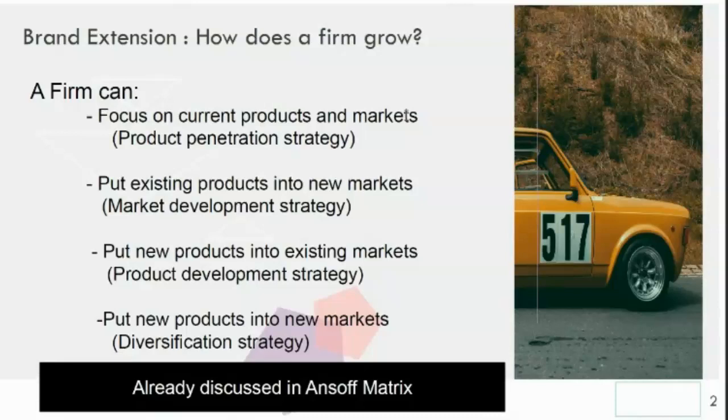Put new products into an existing market. When you put new products into an existing market, that means the market is already existing, but you have new products for them. That is called the product development strategy. And then the last one is to put new products into a new market. That's complete diversification. That means you have the products new and you have the markets also new.